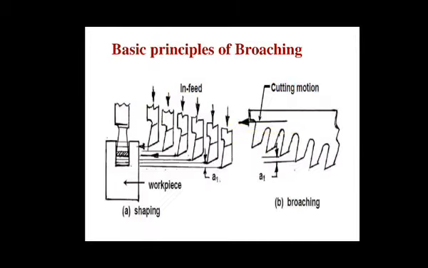Here it is in shaping. Attaining full depth requires a number of strokes to remove the material in thin layers step by step by gradually infeeding the single point cutting tool. In figure B you can see, whereas broaching enables removing the whole material in one stroke only by the gradually rising teeth of the cutter called a broach.